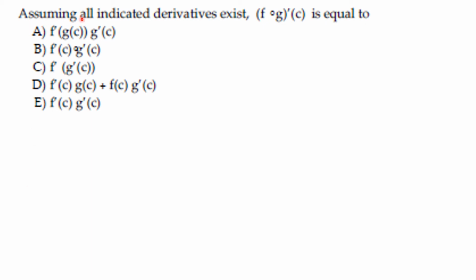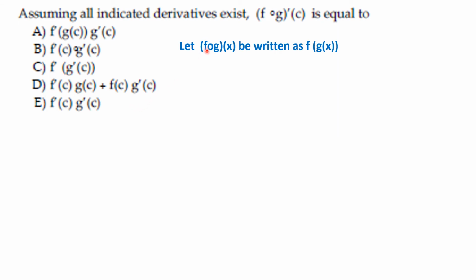Assuming all the indicated derivatives exist, (f circle g) prime of c is equal to one of these options. Let's proceed with the solution.